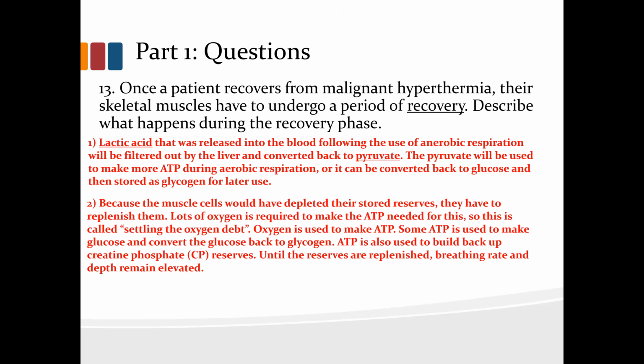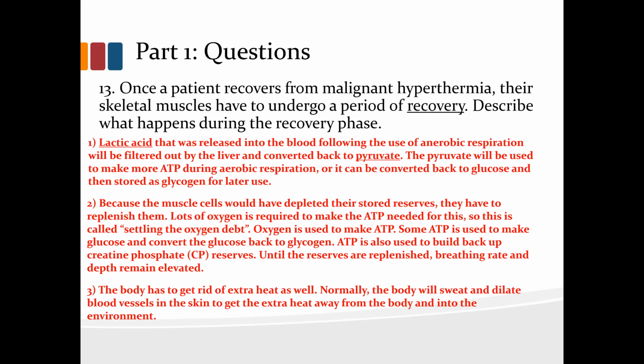Because the muscle cells would have depleted their stored reserves, they have to replenish them. Lots of oxygen is required to make the ATP needed for this using aerobic respiration. So this is sometimes called settling the oxygen debt. The oxygen is used to make ATP. Some of that ATP is used to make glucose and convert the glucose back to glycogen. ATP is also used to build back up your creatine phosphate, or CP, reserves. And until your reserves are replenished, your breathing rate and the depth of your breathing will remain elevated.